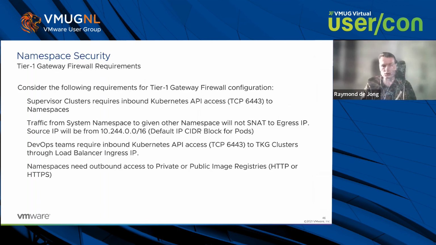Also, traffic from the system namespace, which is connected to the supervisor control nodes, will be sourced from a 10.244.0.0 network by default. So that means that you need to allow that traffic as well, because there are some health checks going on towards TKG nodes and vSphere pods. DevOps teams obviously require access to that load balancer IP for TKG cluster access. And namespaces may need access to private and public registries or other resources on your physical network or on the internet to work. All right, so make sure those ports are opened.